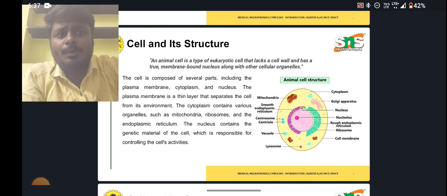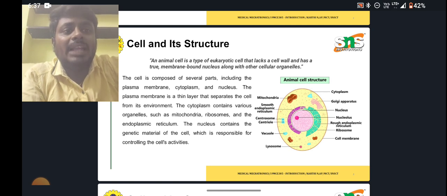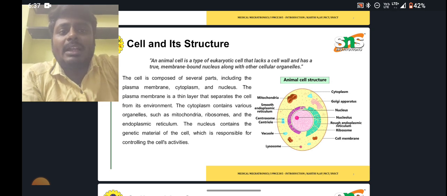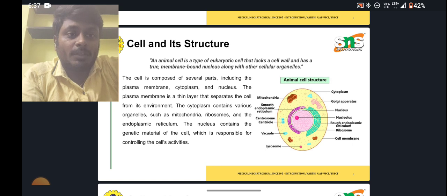An animal cell is a type of eukaryotic cell that lacks a cell wall and has a true membrane-bound nucleus along with other cellular organelles. The cell is composed of several parts including the plasma membrane, cytoplasm and nucleus. The plasma membrane is a thin layer that separates the cell from its environment. The cytoplasm contains various organelles such as mitochondria, ribosomes and endoplasmic reticulum.